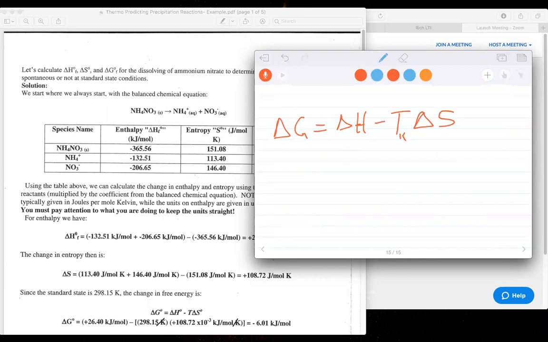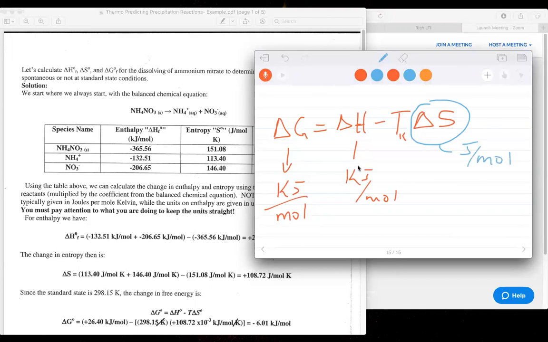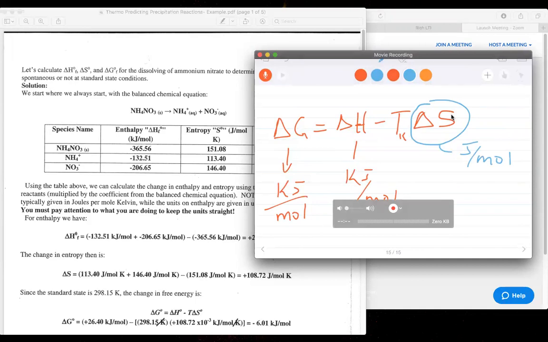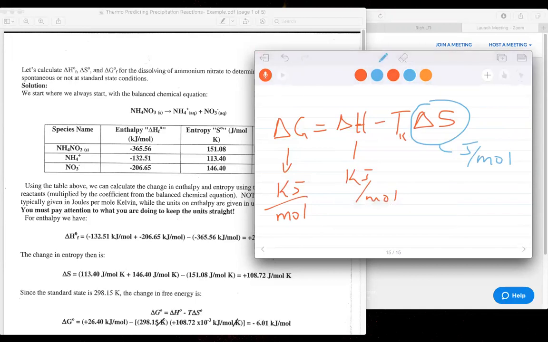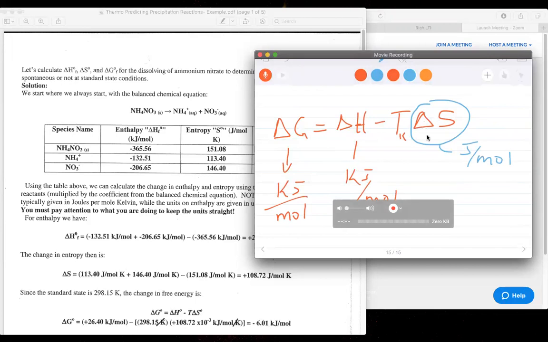Point to remember before we look at an example: this is always given in kilojoules per mole. And this term right here, not the temperature, but what I'm circling right here, is always given in joules per mole. So wherever you plug in this equation, you need to change this term into kilojoules so that everything will be in kilojoules.